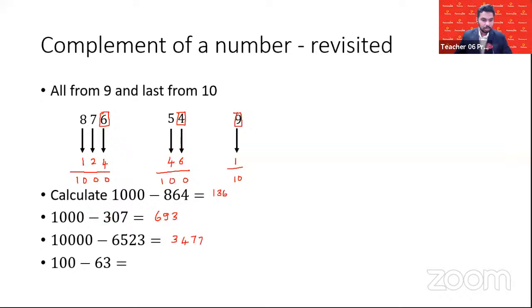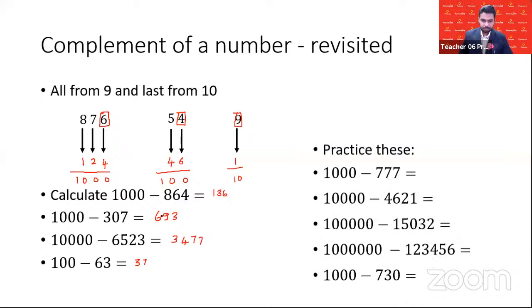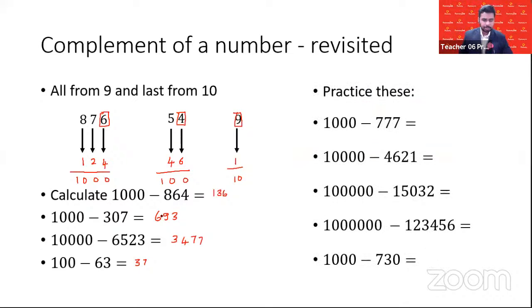Here is the last one, 100 minus 63. This is a 2-digit, so it's an easy one to do. So without looking, everyone can guess this is 37. But you could have applied this rule again, all from 9s and last from 10. So here are a few practice puzzles. I will leave you to work with them at home.